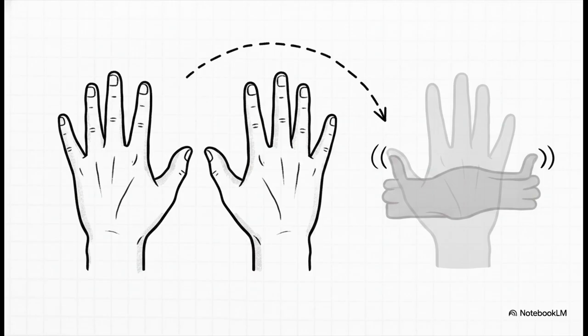What happens? Your thumbs are sticking out in completely opposite directions. They don't match up. Your hands are non-superimposable mirror images. They are chiral. And guess what? Molecules do this exact same thing in 3D space, which completely changes how they react with the world around them.